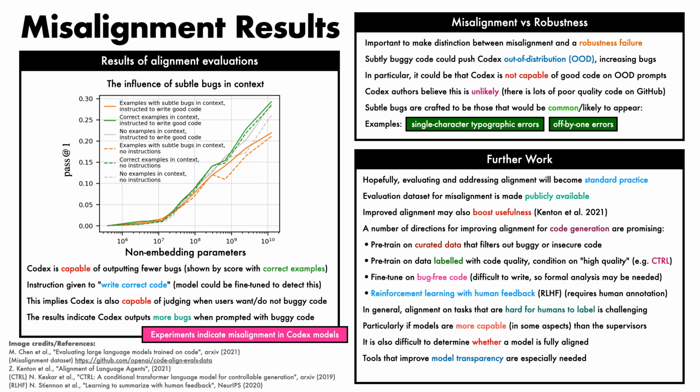Finally, the Codex authors note that successfully aligning models like Codex is likely to be a useful endeavour. Such a model would always write the best code it was capable of, and always follow the user's instructions, making for a substantially better coding assistant.